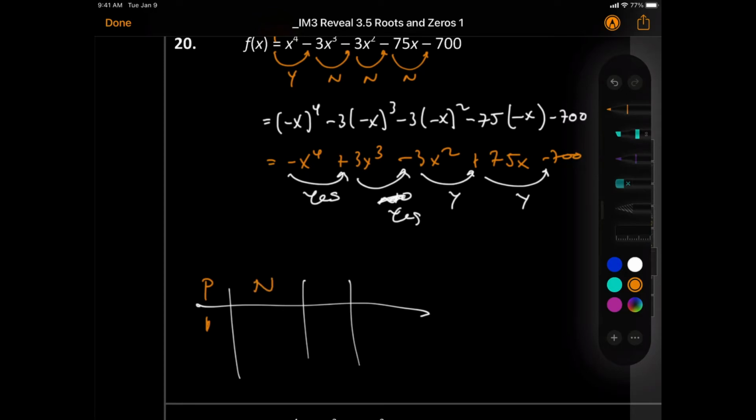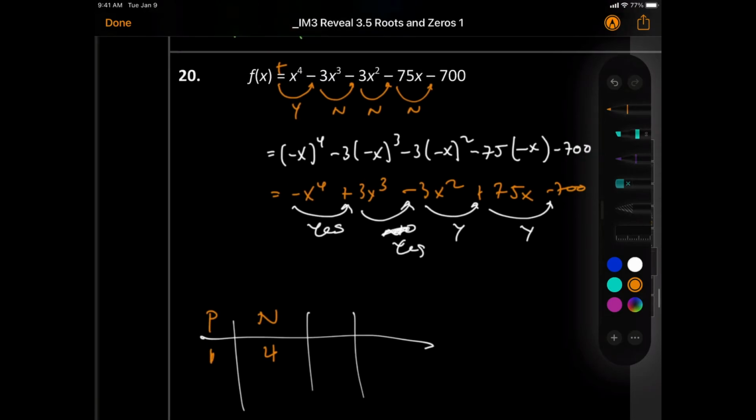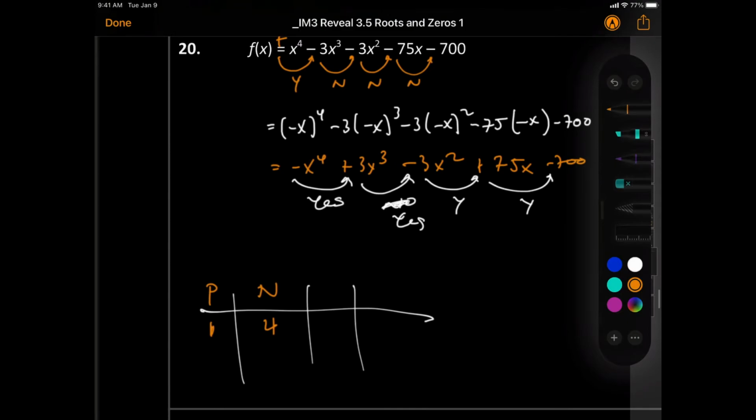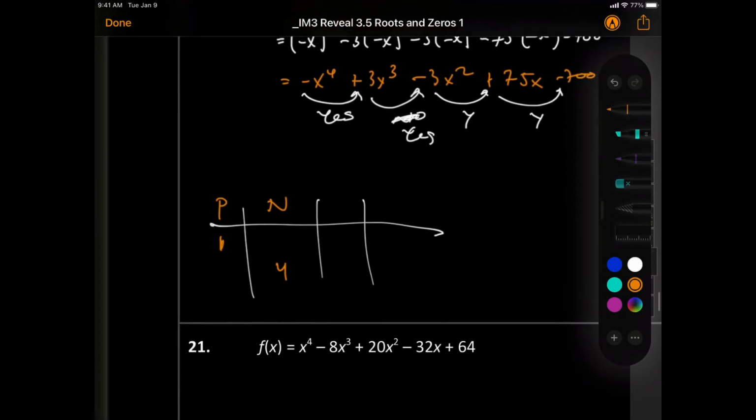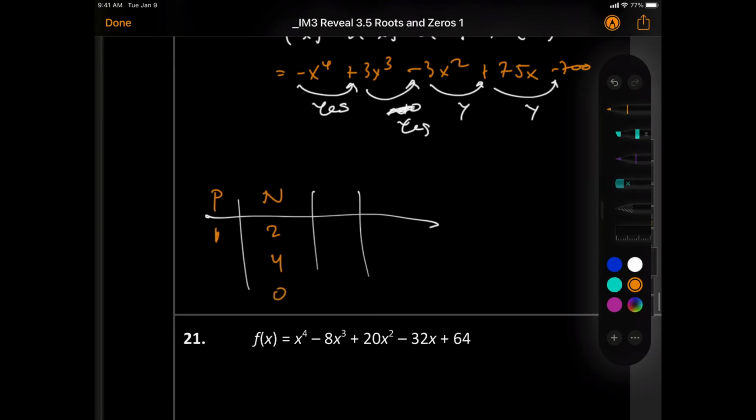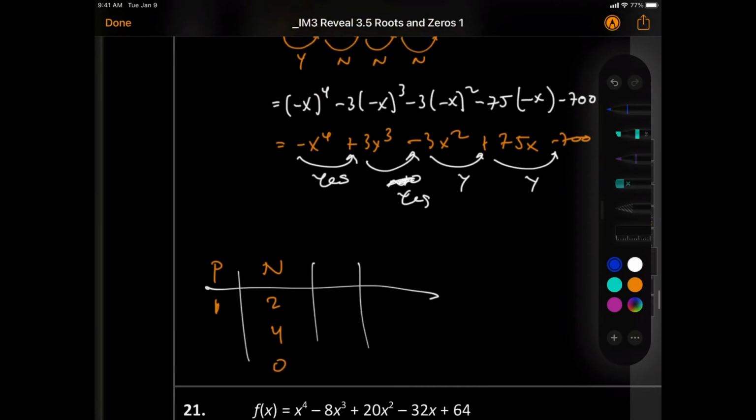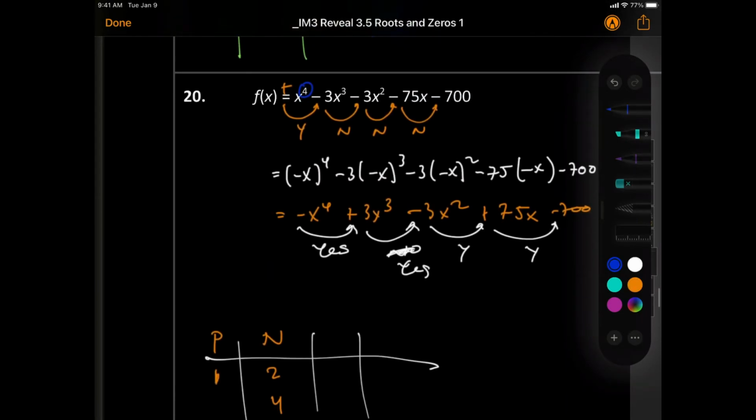negatives. You have 4, or you can have, let's see. Okay. Do you see why I'm going to erase the 4 in that position? Okay, 4, 2, or 0. Our total is 4.